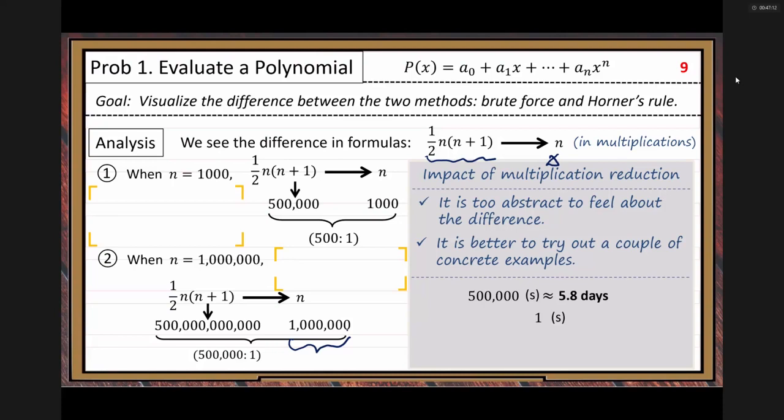Even if the solution is correct, it's not acceptable. Right? 5.8 days. So your customers won't pay. That bad solution, your customer won't pay for it. So you can see the huge difference.